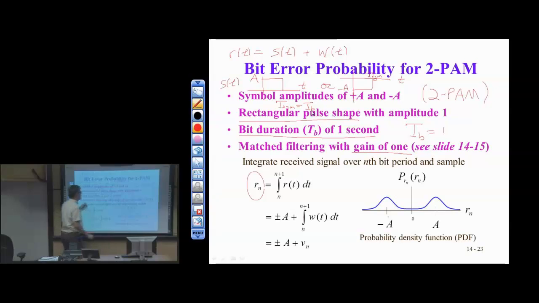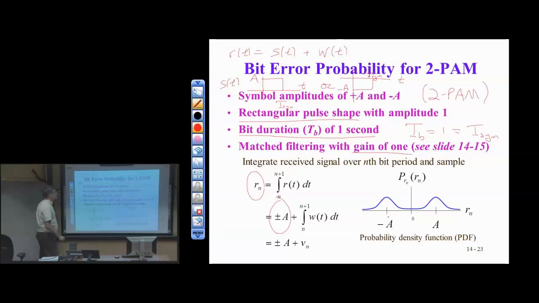All right, in this example, if I integrate over 1 second this rectangular pulse, it's 1 second in duration, then the area would be simply A. Right, so the area here is base times height, 1 times A, so I get A. So I either get plus A or minus A, depending on which bit I had transmitted.